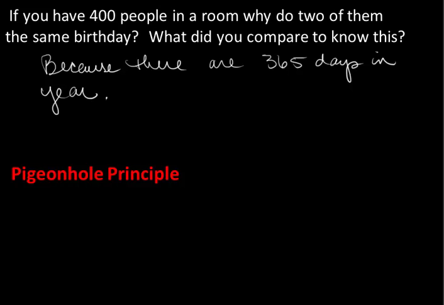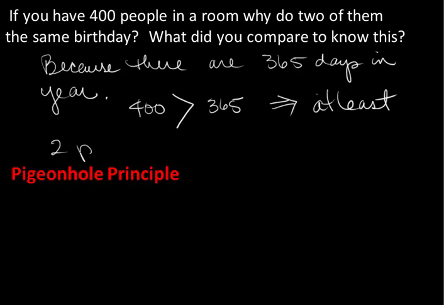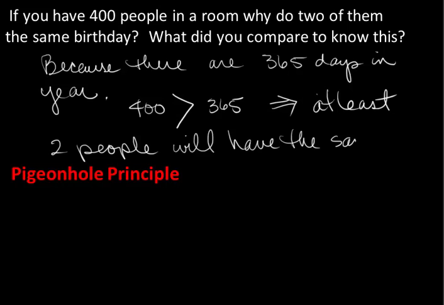So if you have 400 people in a room, since 400 is a bigger number than 365, this would imply to us that at least 2 people, more than that really, but at least 2 covers all bases, at least 2 people will have the same birthday. I'll just put BD, birthday.